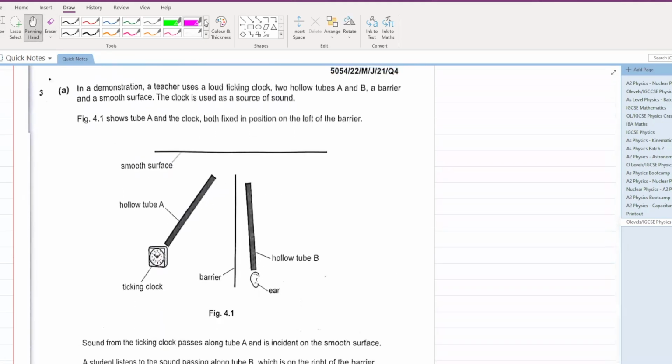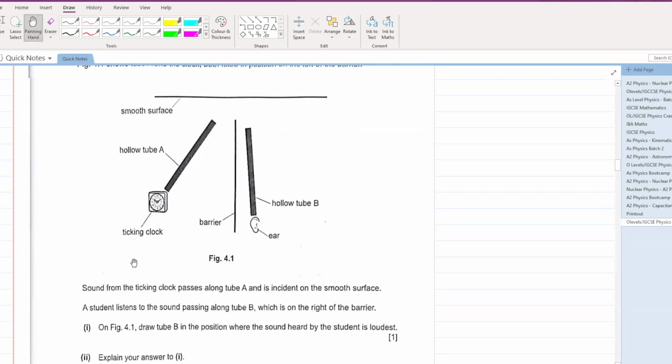In a demonstration, a teacher uses a loud ticking clock, two hollow tubes A and B, a barrier, and a smooth surface. The clock is used as a source of sound. Figure 4.1 shows tube A and the clock, both fixed in position on the left of the barrier. Sound from the ticking clock passes along tube A and is incident on the smooth surface. So basically, sound is passing like this along the tube.